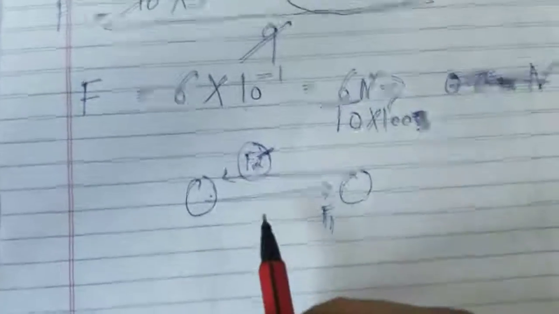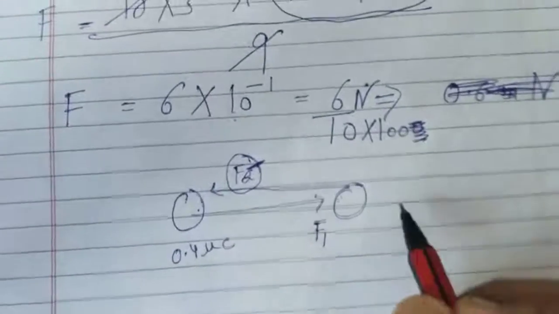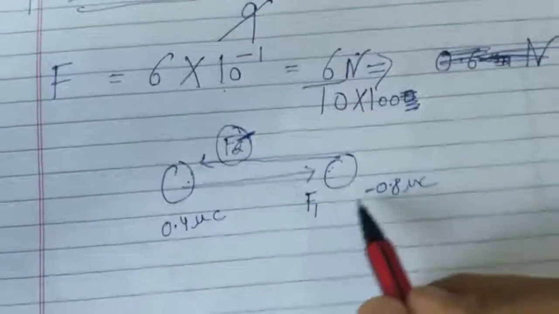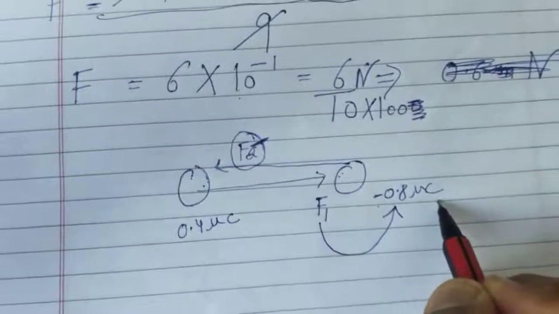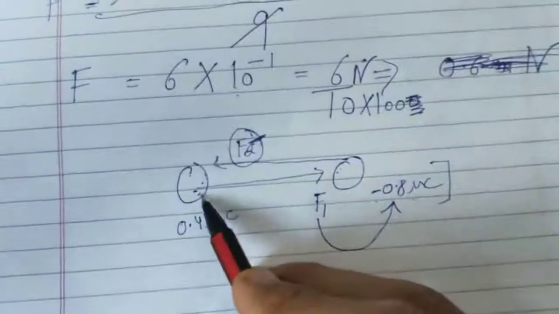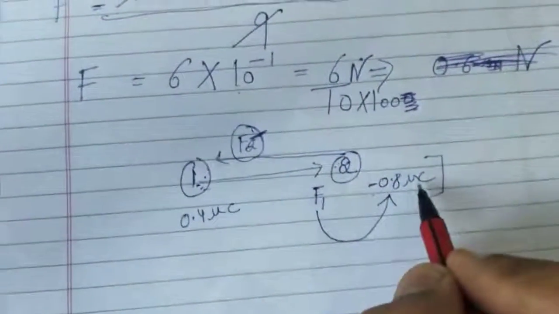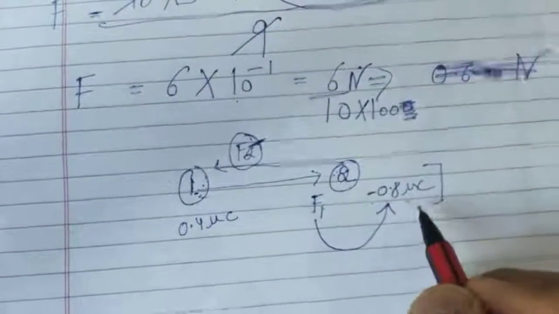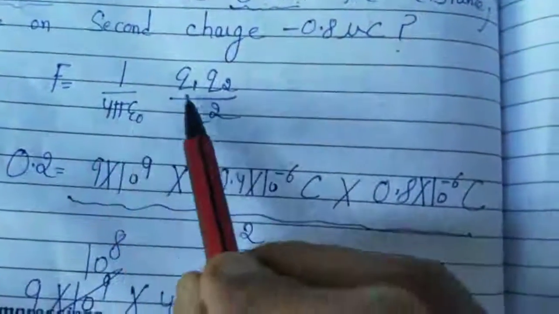That means we are given the charges 0.4 microcoulomb and minus 0.8 microcoulomb. He is demanding the force acting on minus 0.8 microcoulomb, and the force acting on this charge will be due to this charge. So charge number 1 will apply a force on charge number 2. So the second demand of the question is to find the value of this force. You know the formula, F is equal to 1 upon 4 pi epsilon naught Q1 Q2 upon R square.